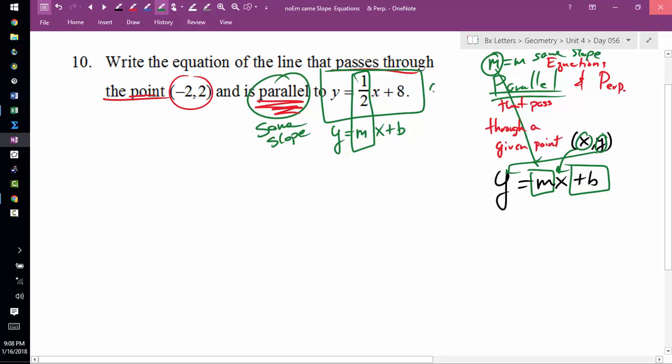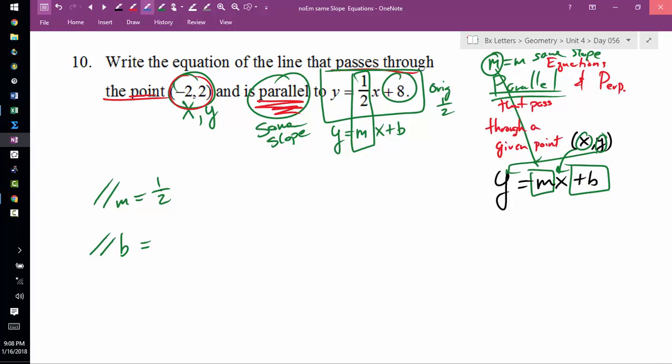So if the slope of the original is 1/2, then our new slope, the parallel slope, also needs to be 1/2. It needs to be equal. But the parallel y-intercept is not going to be the same. It will be something else. Our line has to go through this point. It has to have -2 as an x value. It has to have +2 as a y value.